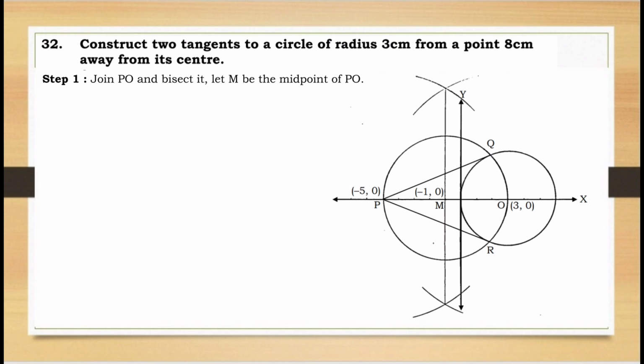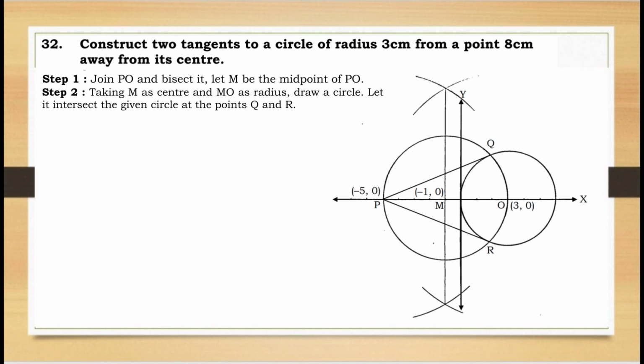Now by taking M as a center and MO as a radius, draw another circle so that it passes through the points P and O and also crosses the circle at the points Q and R as shown in figure. Now draw the lines from the point P to the points Q and R so that the lines PQ and PR are the required tangents. This is the answer for this question.